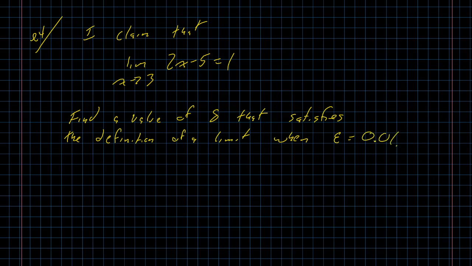So I want to find a value of delta that will satisfy the definition of a limit when epsilon is equal to 0.01. In order to do that, I need to remember the definition of a limit. Well, we want the absolute value of the function, which in this case is 2x minus 5, minus the limit value, which in this case is 1, I'll put some serifs on my 1 so it doesn't look like an absolute value bar. We want that to be less than our value of epsilon. And our value of epsilon here is 0.01.